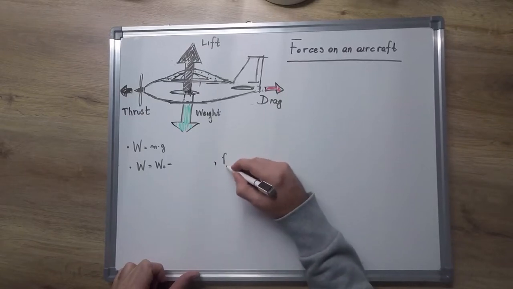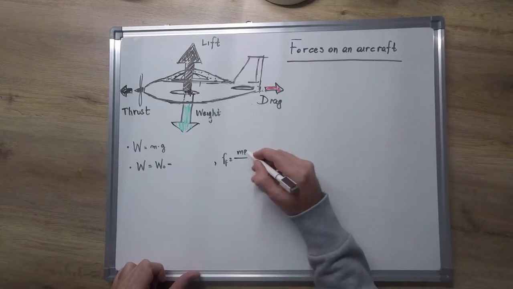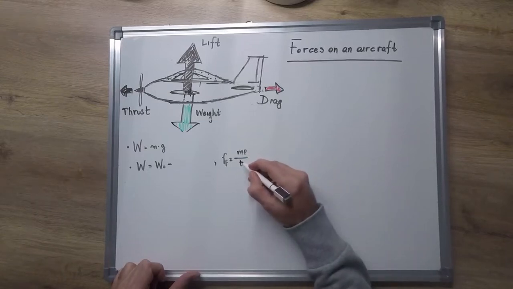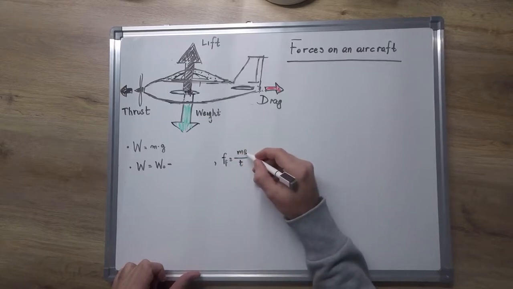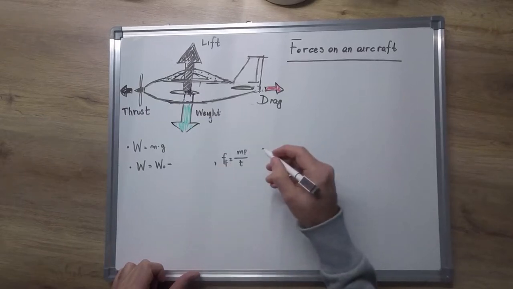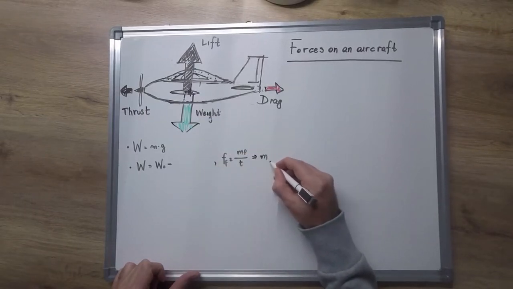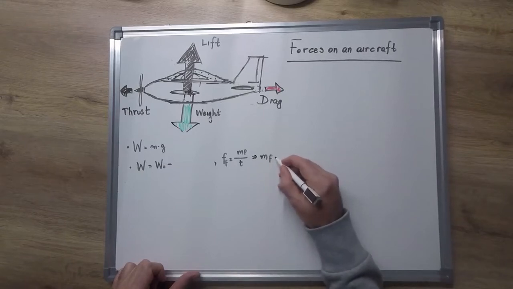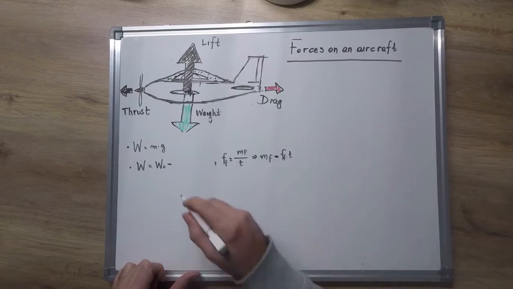This is called fuel flow. It is the mass of the fuel burned per unit of time. So this is the rate of the decreasing mass of the airplane. And we can see from here that the mass of the fuel that is burned, which is the decreasing mass of the airplane, is the fuel flow multiplied by the time.